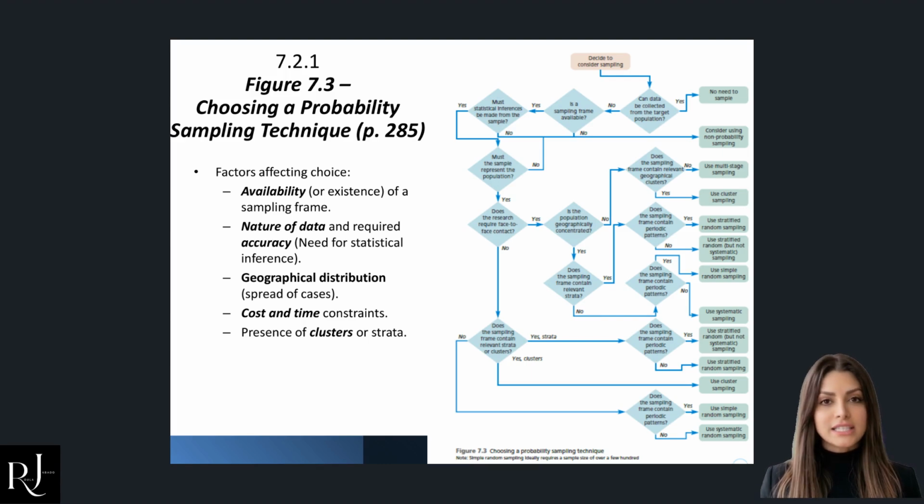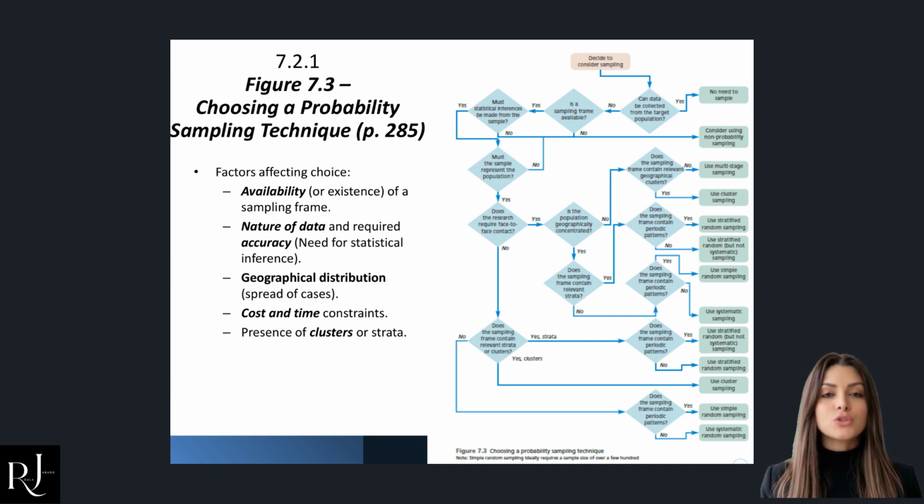Choosing the right probability technique depends on several factors. First is the availability of a sampling frame. A sampling frame is a list of all the elements in the population you want to study. For example, if you're researching students in a school, the sampling frame would be the school student roster. If you don't have such a list, some methods like simple random sampling, which requires a complete list to assign random numbers, become impossible. Second is the nature of your data and the required accuracy.